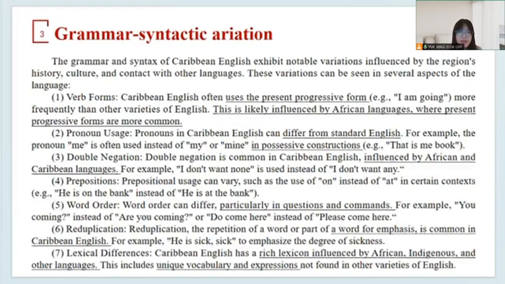The grammar and syntax of Caribbean English exhibit notable variations influenced by the region's history, culture, and contact with other languages. These variations can be seen in several aspects of the language, including verb forms, pronoun usage, double negation, prepositions, word order, reduplication, and lexical differences.